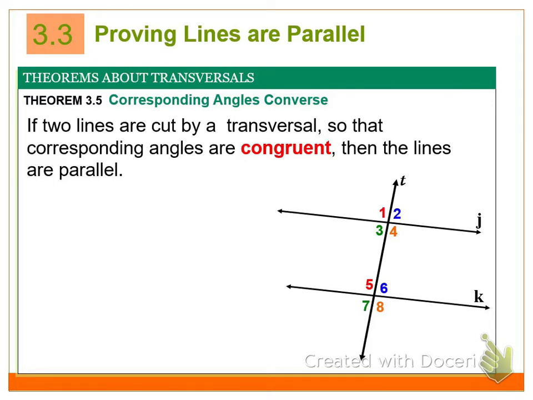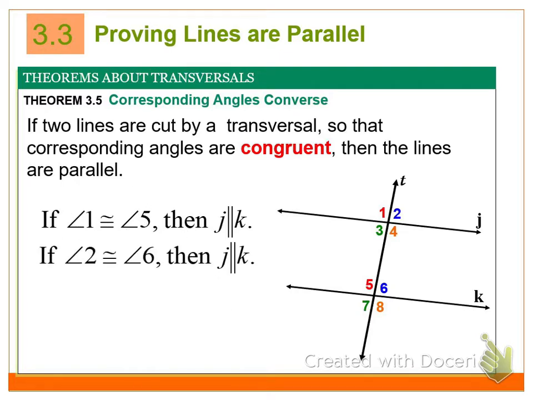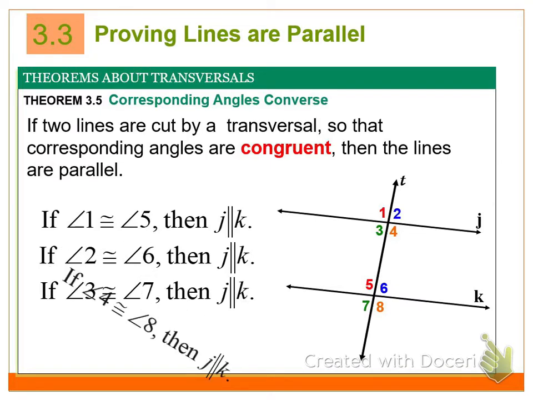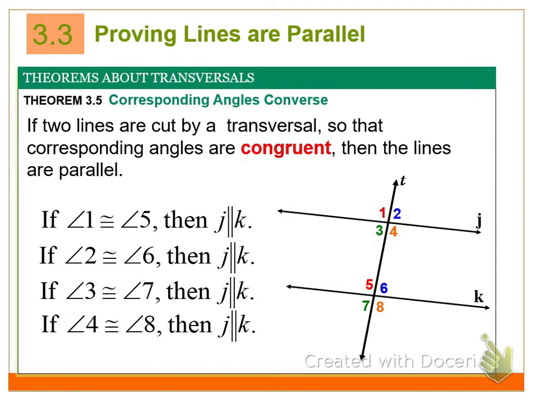So if any of these were congruent, then you would have enough to prove that J is parallel to K. If angle 1 was congruent to angle 5, that is enough to prove they're parallel. Or if angle 2 were congruent to angle 6, that is enough. 3 and 7, or 4 and 8. So here's what that would look like.